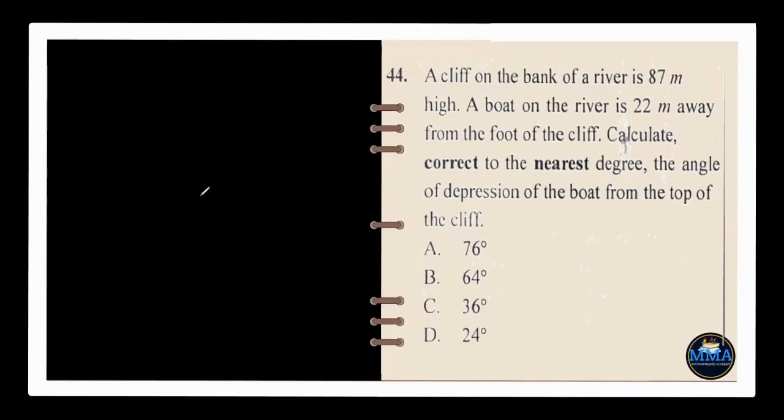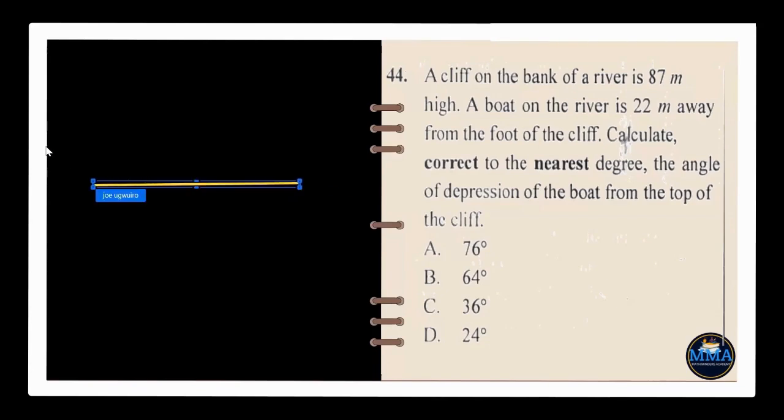Question number 44. A cliff on the bank of a river is 87 meters high. A boat on the river is 22 meters away from the foot of the cliff. Calculate correct to the nearest degree the angle of depression of the boat from the top of the cliff.